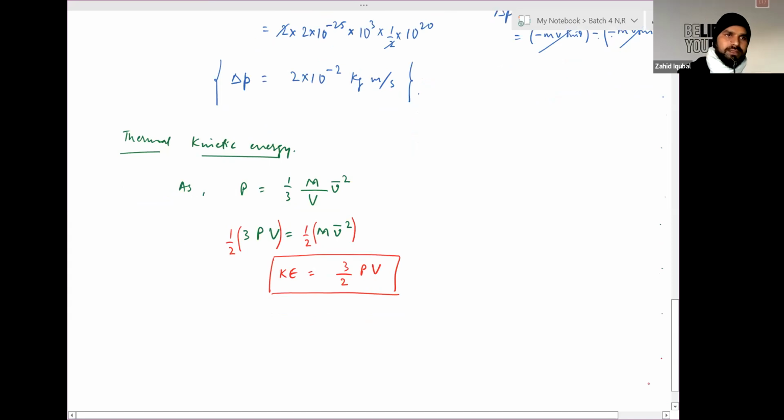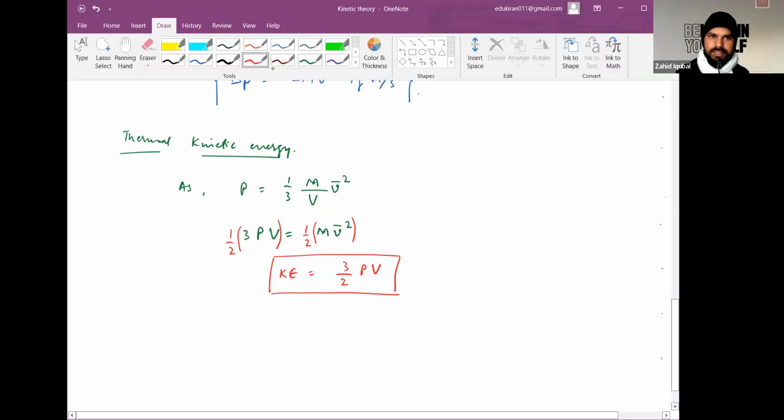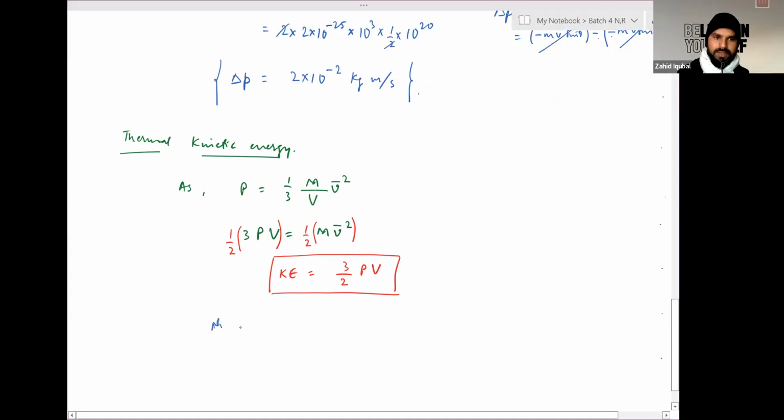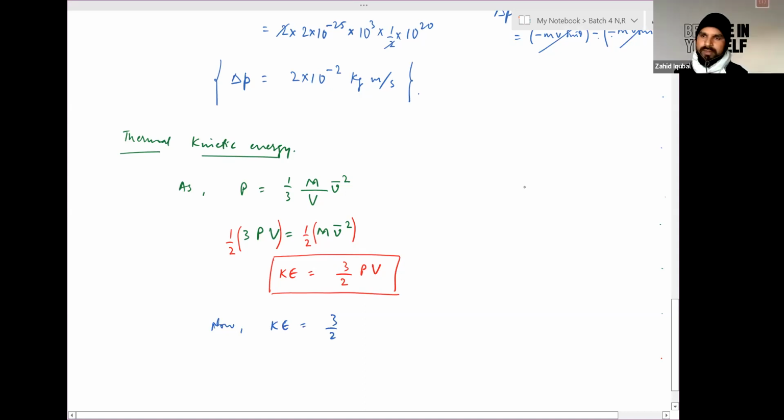Now we may simplify this particular fraction in terms of temperature as kinetic energy is equal to 3 by 2. Why did we multiply by half? Since kinetic energy equals half mv squared, that's why I multiplied both sides by half. Okay, sir.